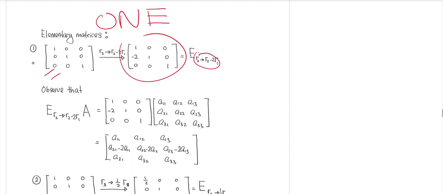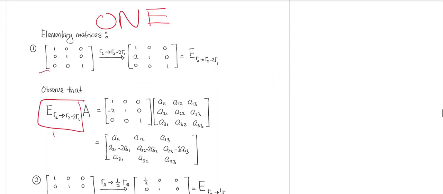Okay, now we have the definitions. That's pretty straightforward. Now, we want to look at what happens if you take this elementary matrix and left multiply it with A. Left multiply means that you take this matrix and multiply it with matrix A, but to the left of your matrix A. So for example, like this.